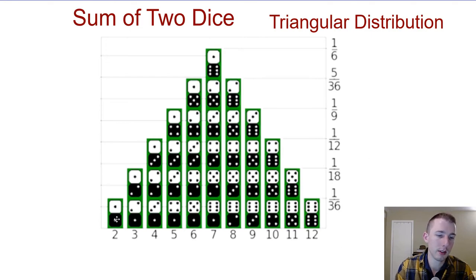So the sum of two dice, the only way to get a sum of 2 is with snake eyes. There are 2 ways to get a 3, 3 ways to get a 4. The most common is a 7. There are 6 ways to get that, and then back down to 12. And you see the probabilities over here. This is called the triangular distribution.